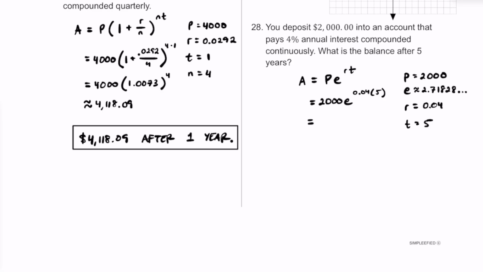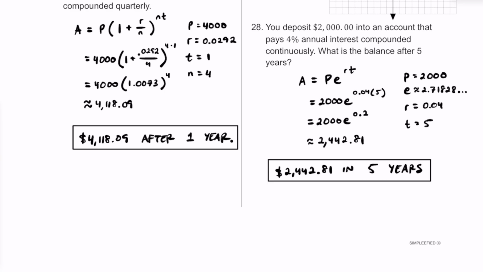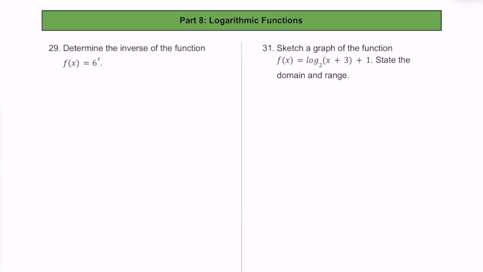All right, so let's see here. If we simplify this just a little bit, this is going to be 2,000 multiplied by e raised to the 0.2 power. We know this is going to be a growth function because e is greater than 1. It's 2.71828 roughly. Our starting value is $2,000. That's our y-intercept. And this is our exponent of 0.2 here. All right, plugging this into a calculator, we should get about $2,442.81. So after 5 years, if this $2,000 is compounded continuously at a 4% interest rate, it'll turn into about $2,442.81.